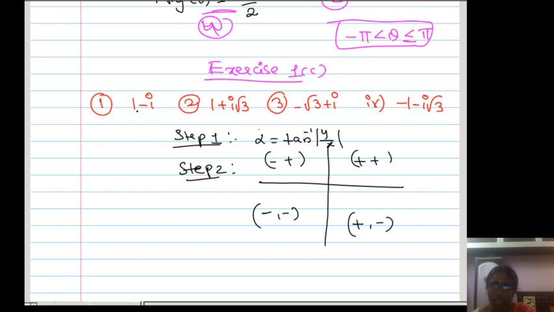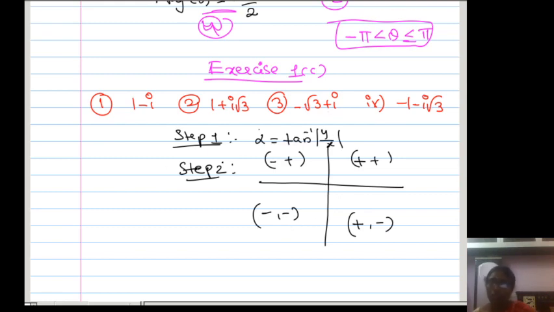So 1 minus i lies in which quadrant? It is plus and minus, so it lies in the fourth quadrant. And 1 comma root 3 is in the first quadrant. Minus root 3 plus i means minus and plus, second quadrant. Minus 1 minus i means third. All quadrants are given in the four problems.